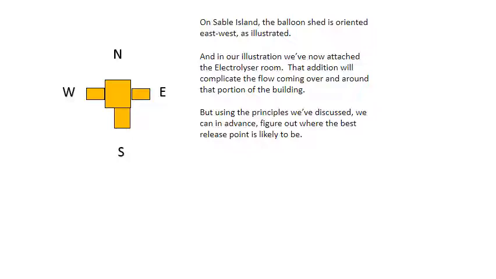On Sable Island, the balloon shed is oriented east-west as illustrated. And in our illustration, we've now attached the electrolyzer room. That addition will complicate the flow coming over and around that side of the building. By using the principles we've discussed, we can, in advance, figure out where the best release point is likely to be.